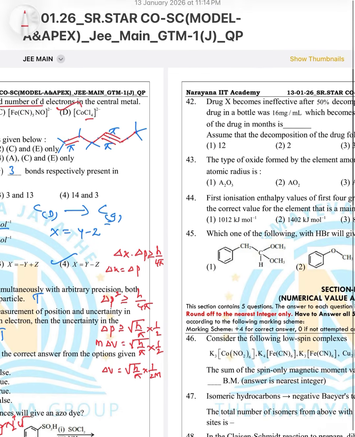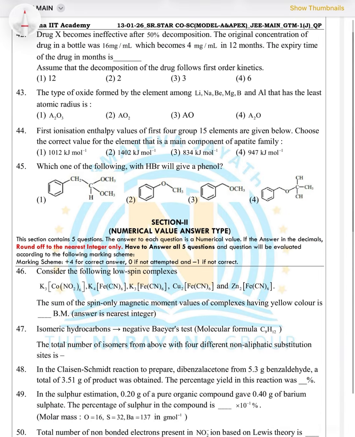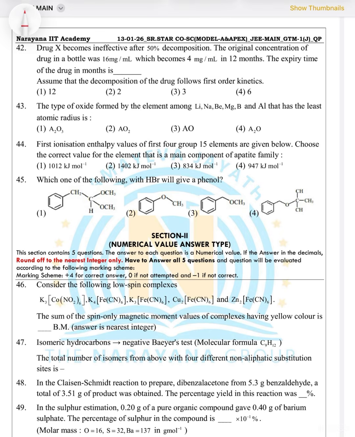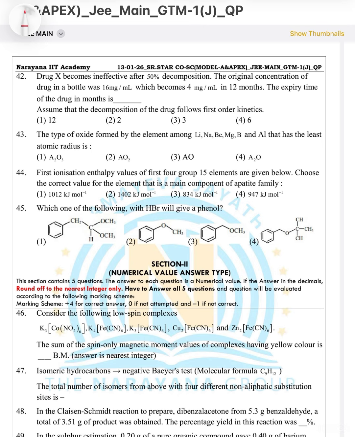Next, question number 42. Drug X becomes ineffective after 50% decomposition. The original concentration of drug in a bottle was 16 mg per ml, which becomes 4 mg per ml in 12 months. The expiry time of the drug in month is, that is nothing but 50% decomposition means T half, you have to find out.